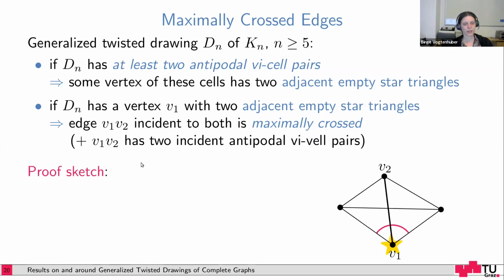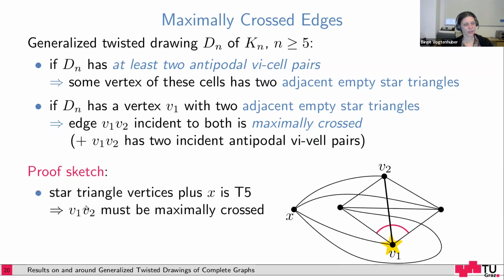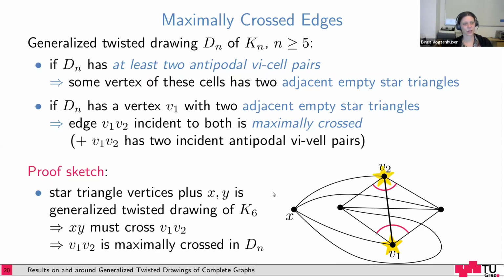And for that, we essentially only need drawings of K5 and see that if we have 2 antipodal VI cell pairs, then we find an edge that has to be maximally crossed. And for every additional vertex, so in every T5, and then for every additional edge for completing this to a generalized twisted drawing, it now needs to cross through this edge.